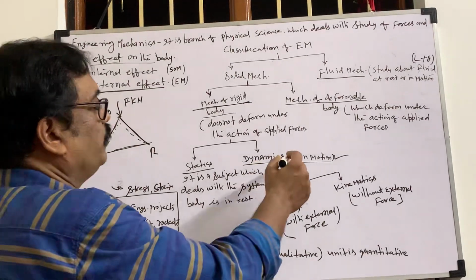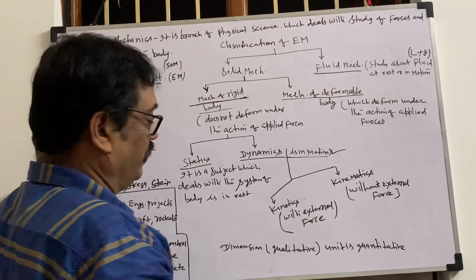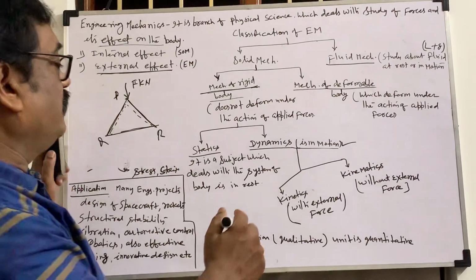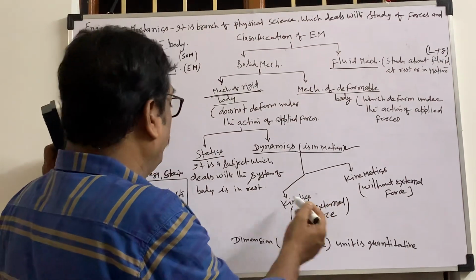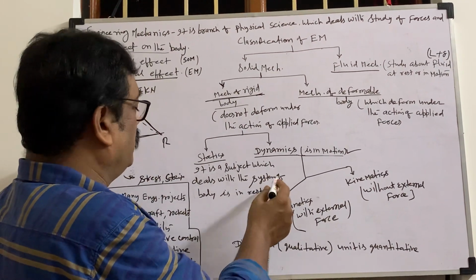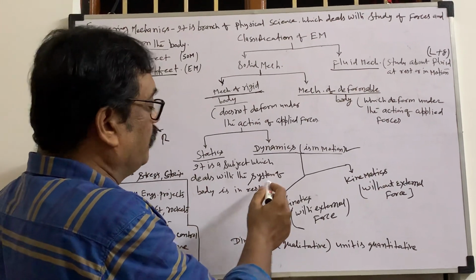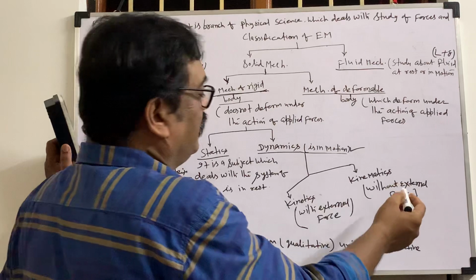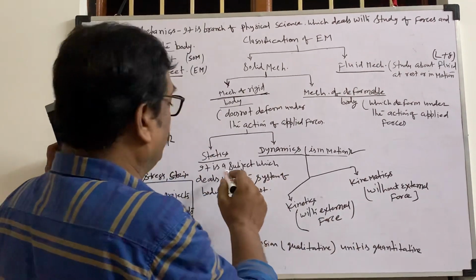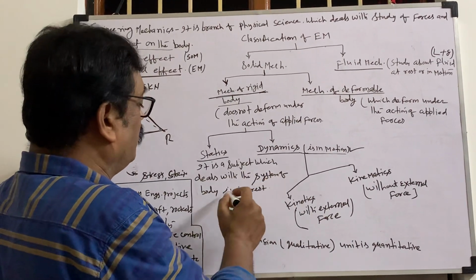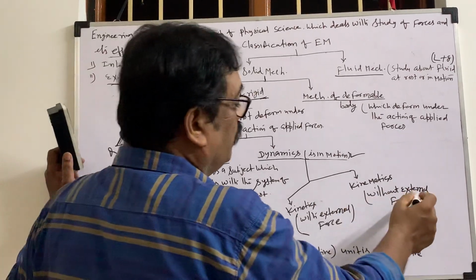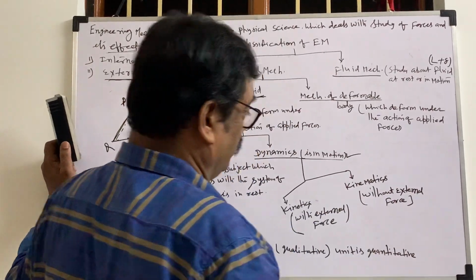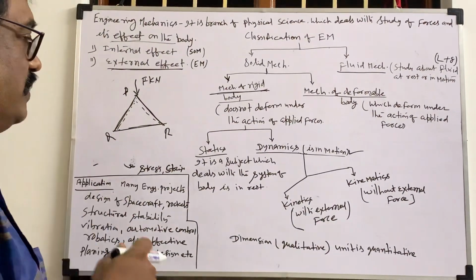So again, dynamics we have two types: kinetics and kinematics. Kinetics, how do you define it? It is the subject which deals with the system of body in motion with external forces. Kinematics, how will you define it? It is the subject which deals with the system of body in motion without applying the external forces.